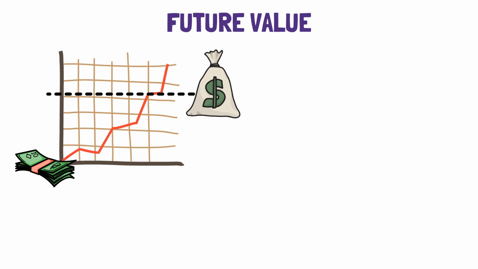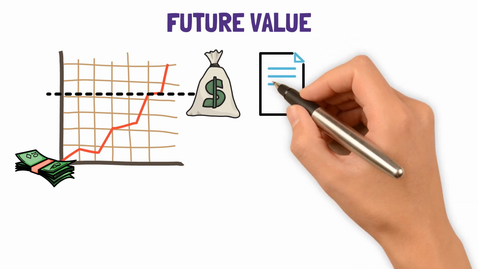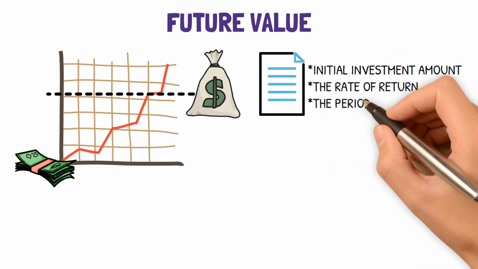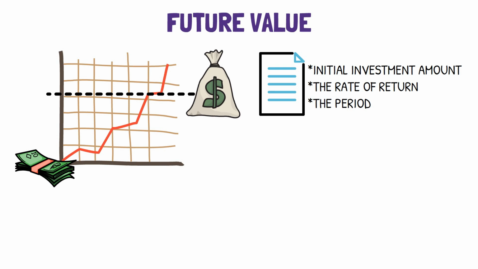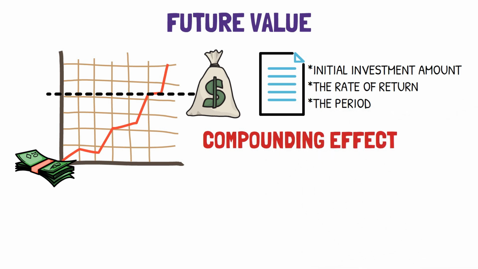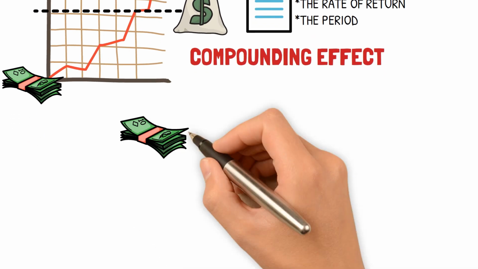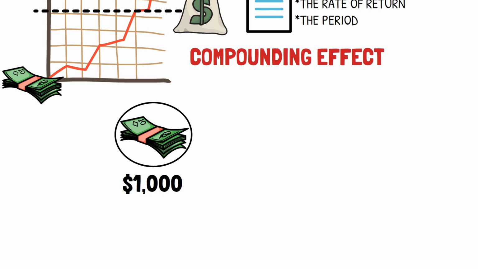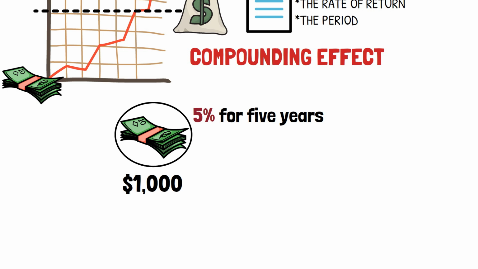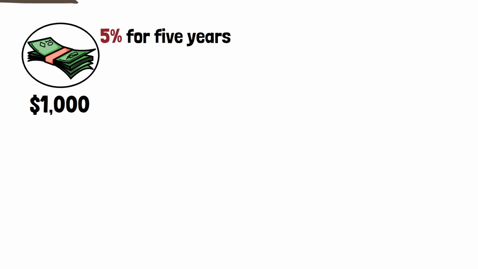To calculate the future value of an investment, several factors need to be considered, including the initial investment amount, the rate of return, and the period over which the investment is expected to grow. The future value calculation considers the compounding effect of earning interest on the initial investment, and any accumulated interest over time. For example, suppose you invest $1,000 in a savings account that earns an annual interest rate of 5% for 5 years. The future value of this investment at the end of the 5 years can be calculated as follows.